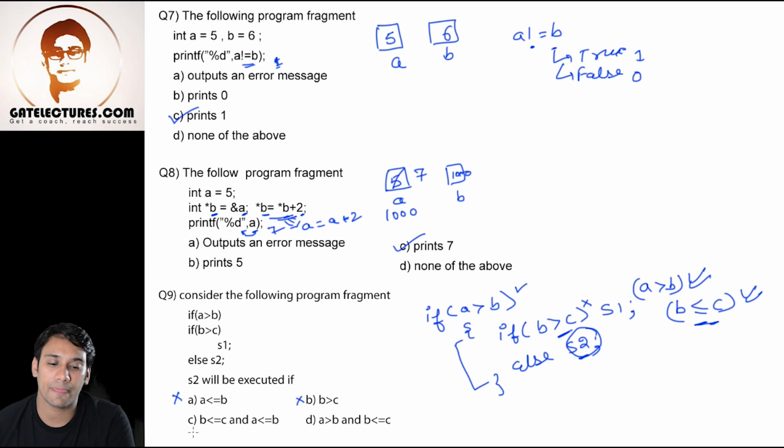The third option is B is less than or equal to C, yes, and A is less than or equal to B, which is wrong. So this is correct, but this is wrong. Okay. Now the last option is A is greater than B and B is less than or equal to C, right? So this is true. So the answer is option number D. Okay.